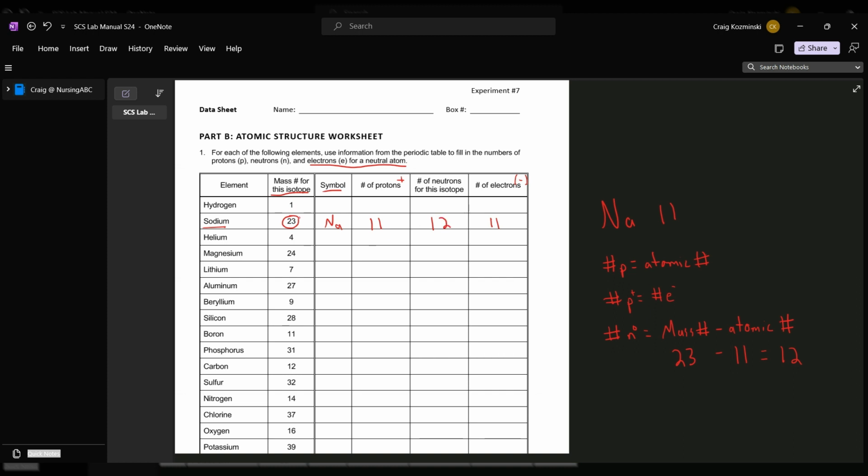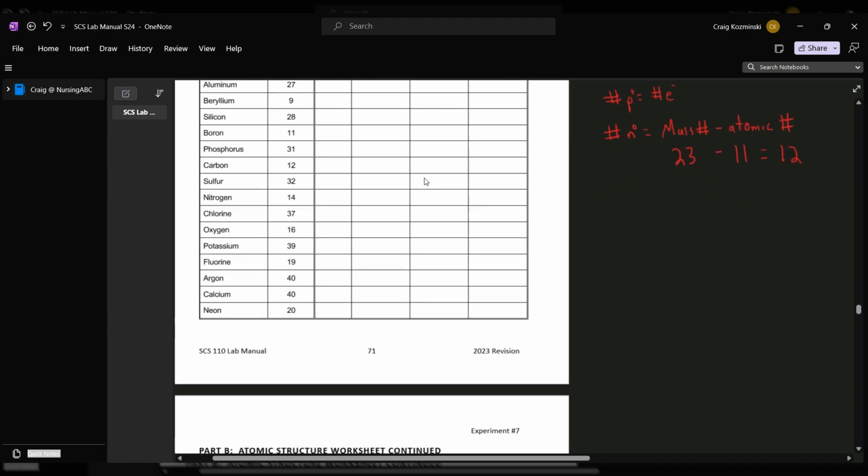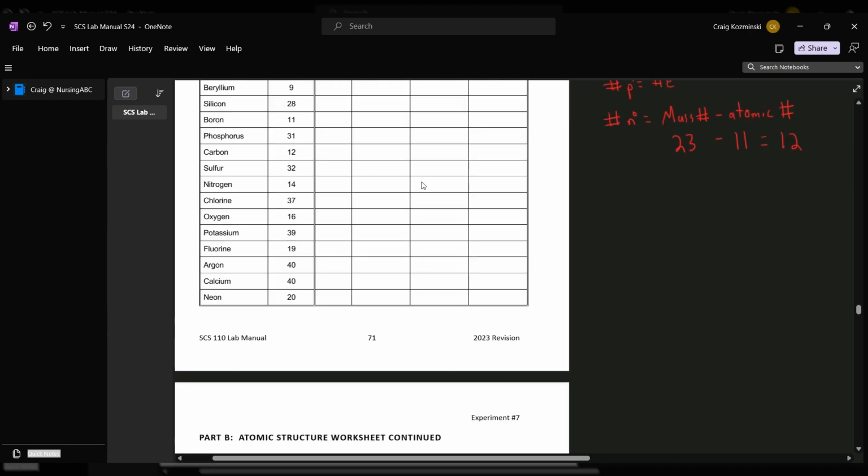Now, just a word of caution, your mass number is always going to be a whole number. So when you look to the periodic table, you will not find the mass number there. You'll find a slightly different value, which is called the atomic mass or the average atomic weight. And that number oftentimes ends in a decimal. You are not to use this number on this worksheet, page 71.